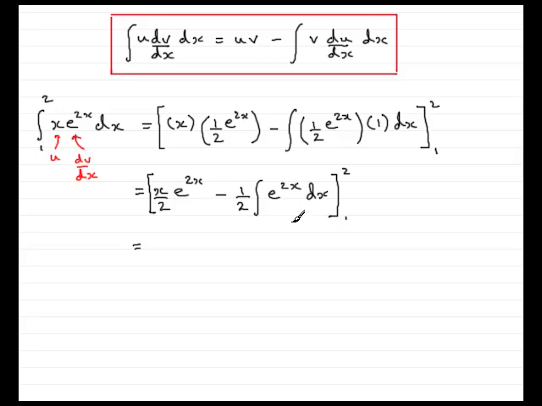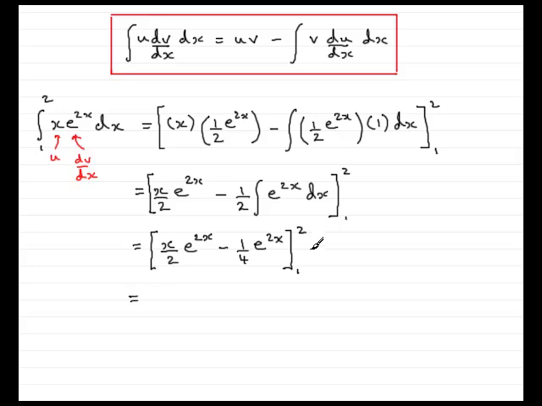Next I'm going to work out this integral, so just copy down the first term again, x over 2 e to the 2x, and if I integrate e to the 2x, it's a half e to the 2x multiplied with this half is going to give me minus a quarter e to the 2x. And again, don't forget to put your limits around the outside, 1 to 2.